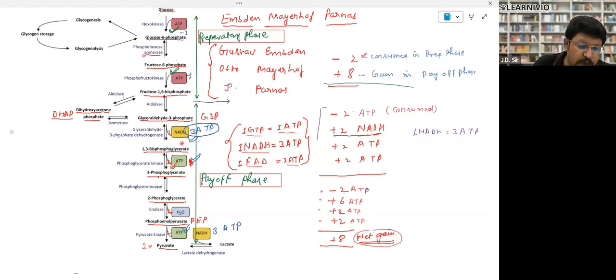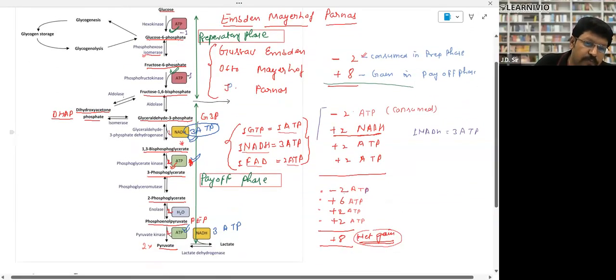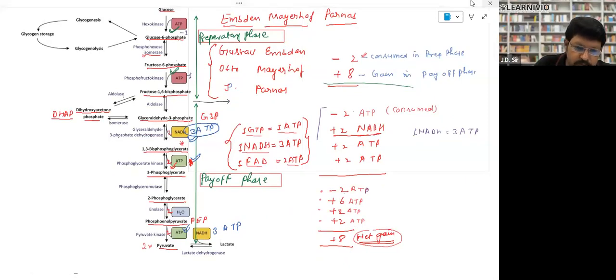Phosphoenol pyruvate (PEP) changes into pyruvate, and again NADH formation takes place. So this complete process is called glycolysis, and from one molecule of glucose, formation of 2 pyruvate molecules takes place. This is called glycolysis or EMP pathway. So please copy this as it is.